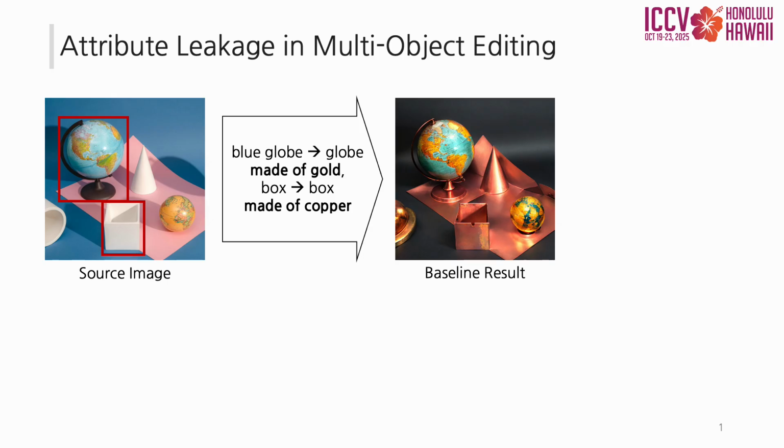For example, let's say we want to edit this source image and turn the blue glove into a gold one and the box into a copper box. Existing baseline methods not only fail to edit the targets accurately, but also alter the background, producing undesired artifacts. We call this issue attribute leakage, and we categorize it into two types.